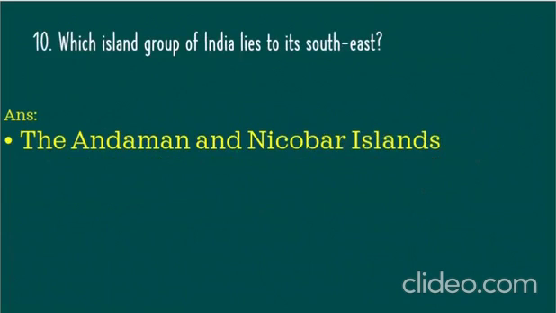All right. Now, the last question is, which island group lies to the southeast? In the southeast, we have our Andaman and Nicobar Islands.